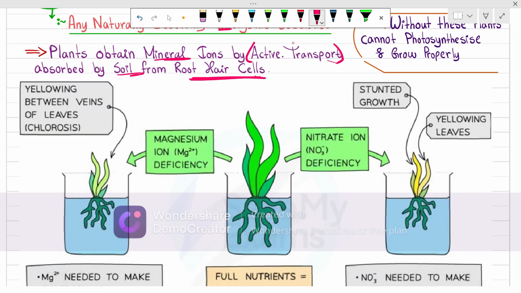This is an illustration showing the deficiencies and needs of nitrogen and magnesium. So in the middle here we have a perfect plant with optimum amount of magnesium and optimum amount of nitrate. On the right side we have a plant with nitrate or nitrogen deficiency. Nitrogen deficiency causes stunted growth because amino acids are needed for growth of the plant, and it causes yellowing in the leaves. While on the left side we have magnesium deficiency. Magnesium deficiency causes yellowing between the veins of the leaves. This is known as chlorosis.